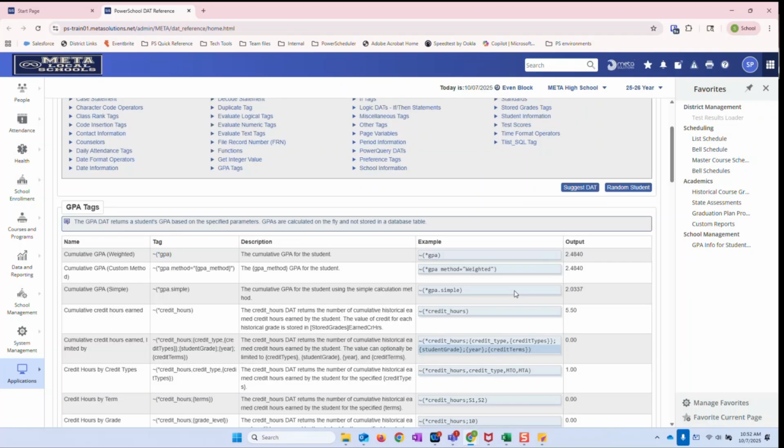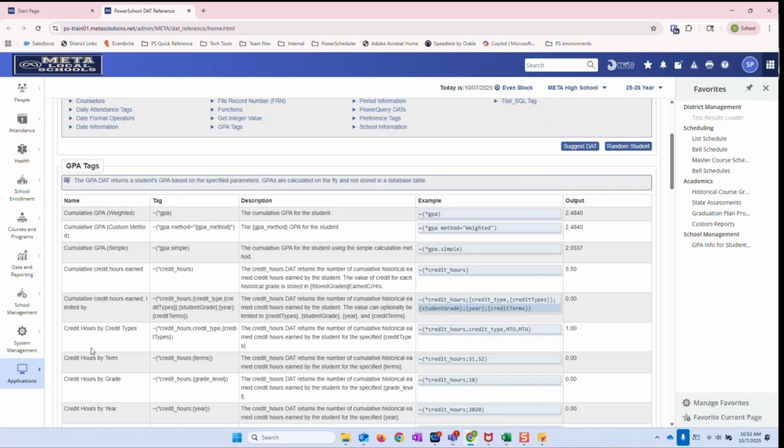So if you are a senior counselor, or you're supporting your counseling staff, or you're working on graduation with your seniors, you might want to pull a list of where they stand currently on their cumulative GPA, for example. This gives you an idea of what that's going to look like, as well as some of those other DAT codes that you saw today in this hour, credits, and number of credits and that sort of thing as well.